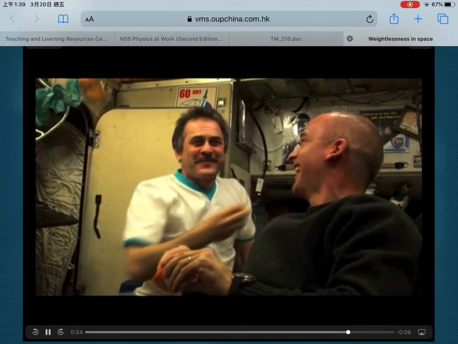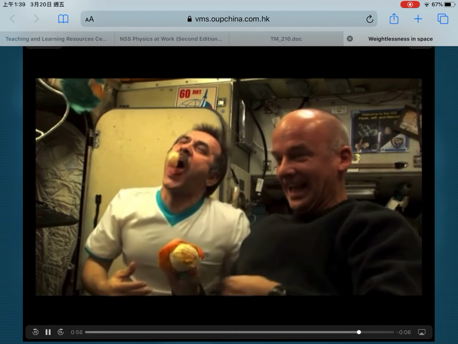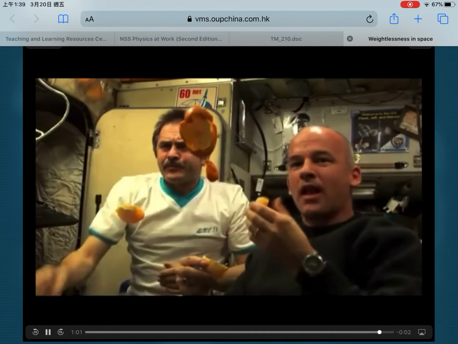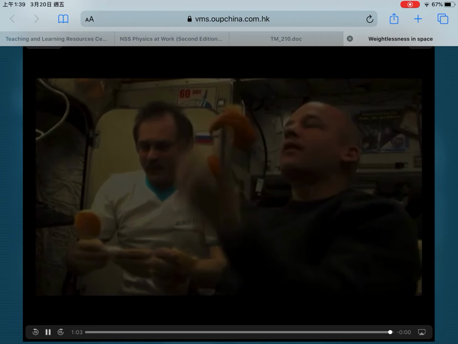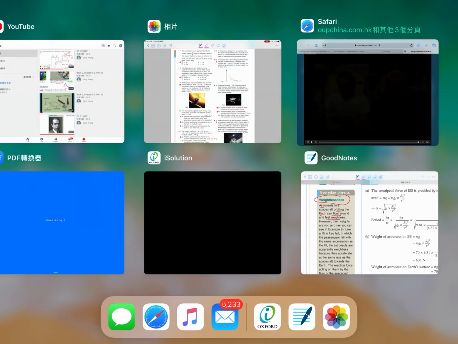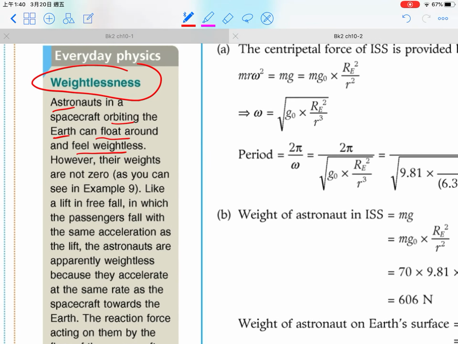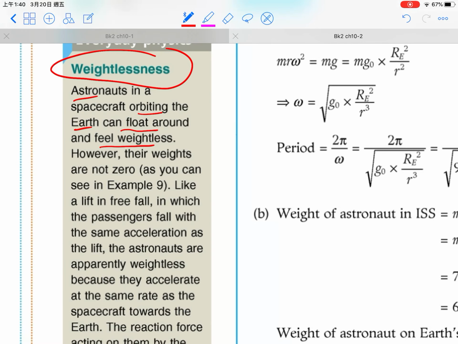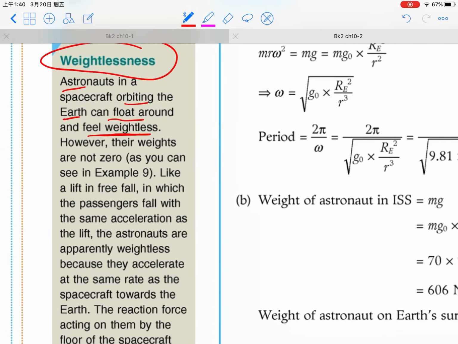Why can the astronauts and other things inside the space station float around? Now this is called weightlessness. Now you see the astronaut feels weightless.